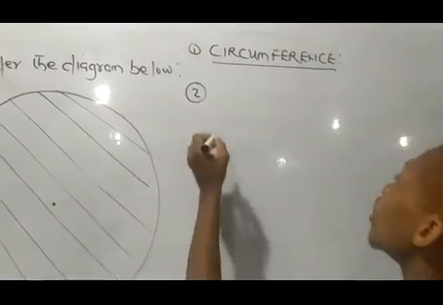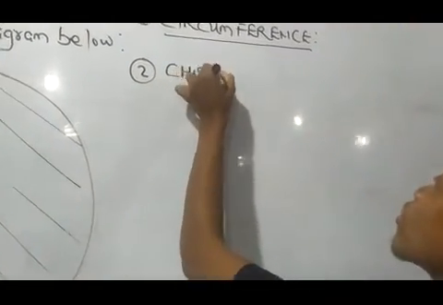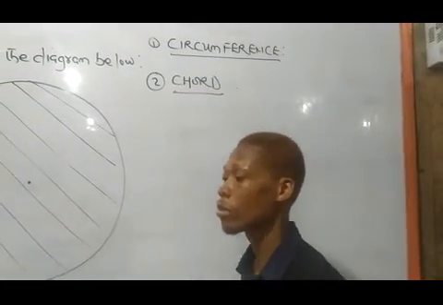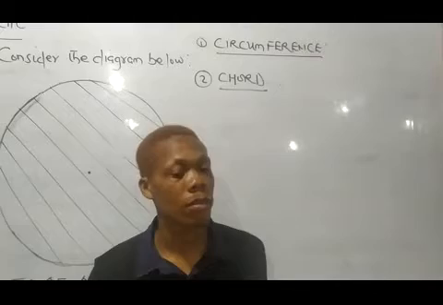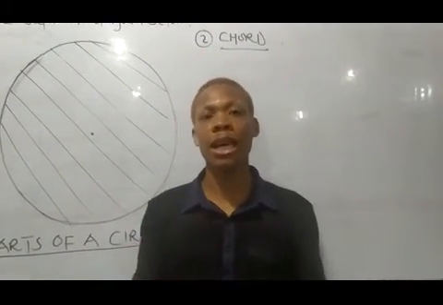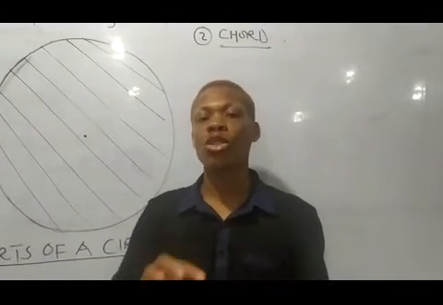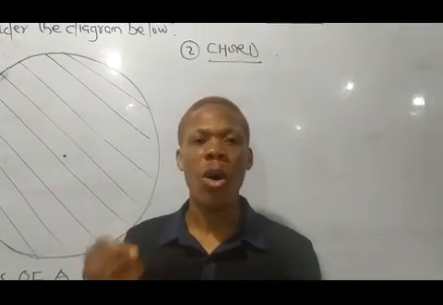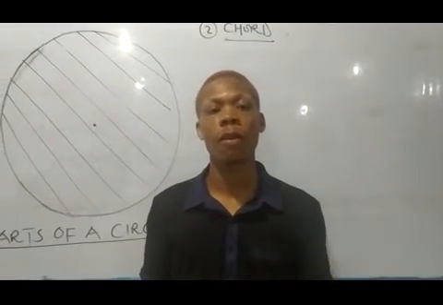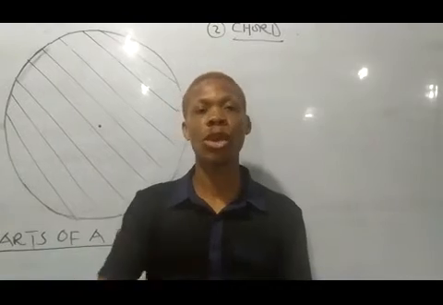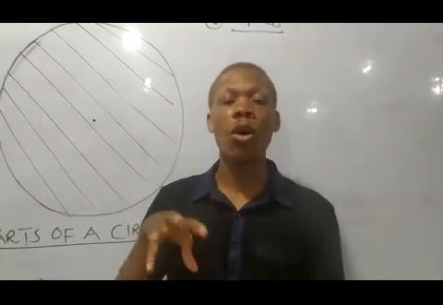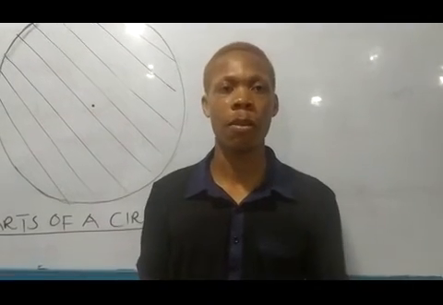Definition 2. Now let's look at a chord. A chord is a straight line joining 2 points on the circumference of a circle.